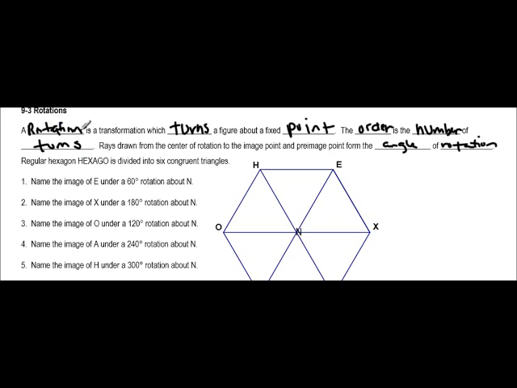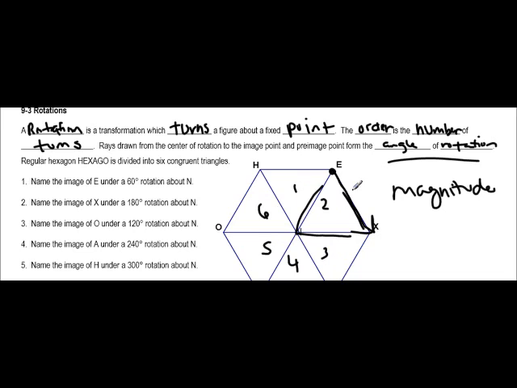Okay, and then just to recap, a rotation is a transformation which turns a figure about a fixed point. The order is the number of turns. If we want to rotate a point E and figure out how we would get E to X, this right here would form your angle of rotation. The angle of rotation is the same as your magnitude. So we take the order, that's 1, 2, 3, 4, 5, 6, and divide 360 by it. So each of these has an angle of 60 degrees.